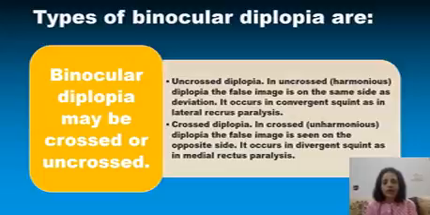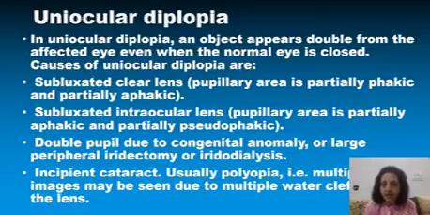Binocular diplopia can be crossed or uncrossed. In uncrossed diplopia, the false image is on the same side as the deviation. This will occur in convergent squint. In crossed diplopia, the false image is seen on the opposite side. This will occur in cases of divergent squint because of medial rectus palsy.